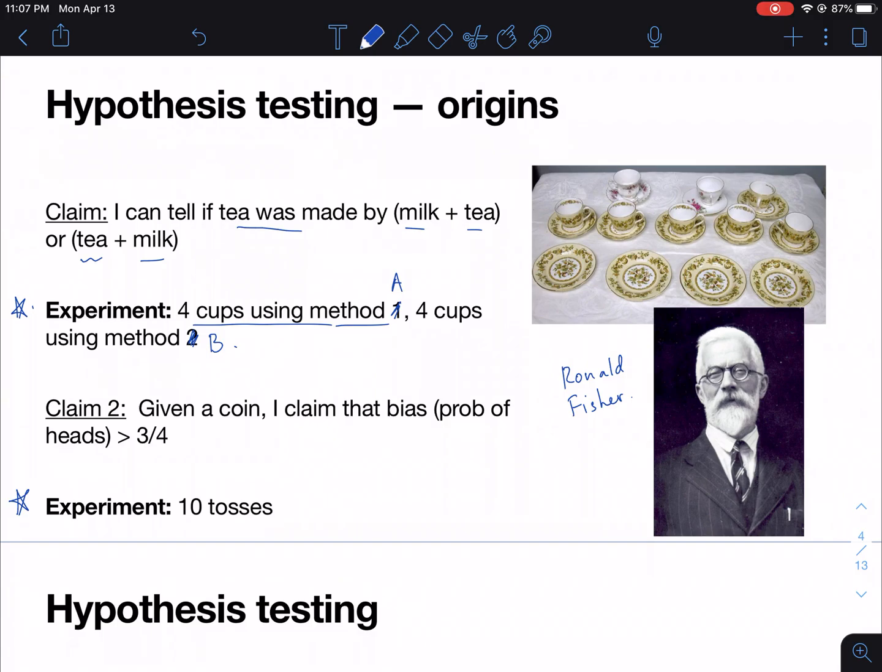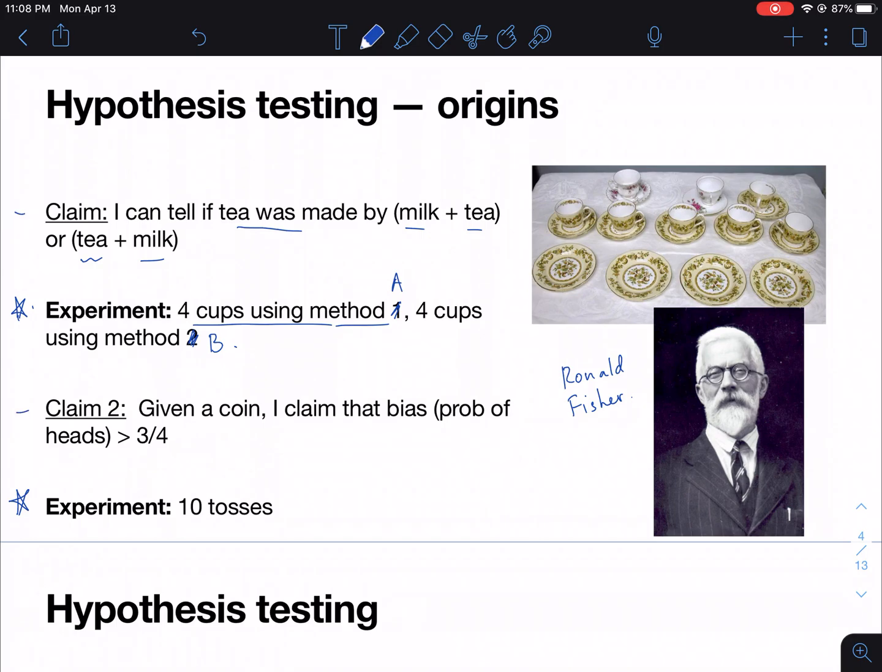Okay, so anyway, in this case, this experiment consisted of just 4 cups using method A, 4 cups using method B, and they were randomly permuted and presented to the lady.